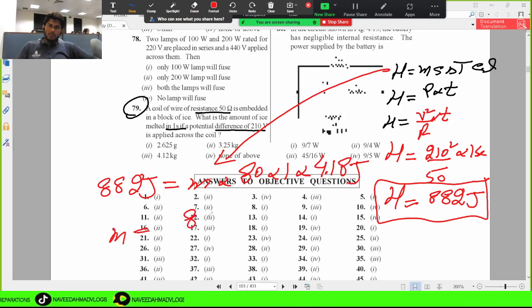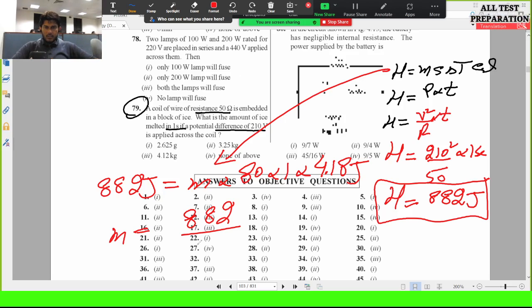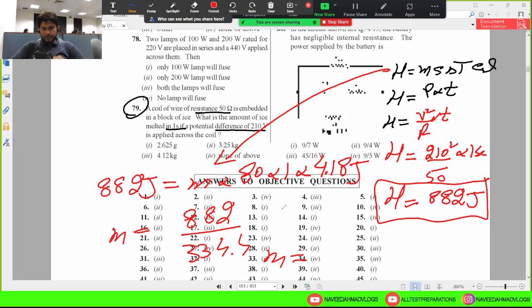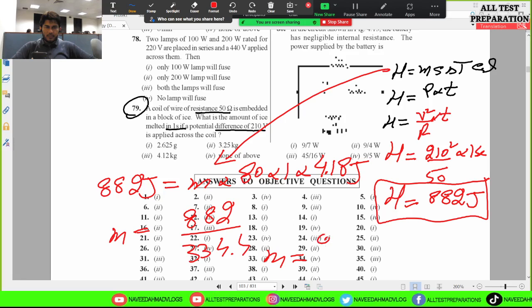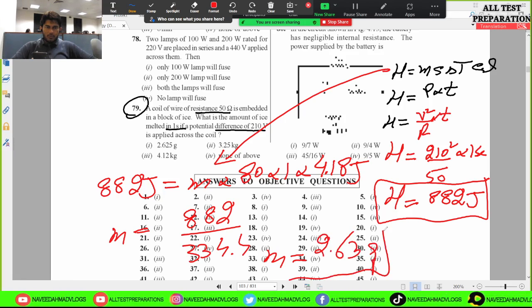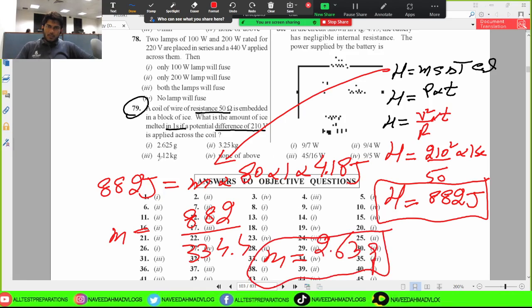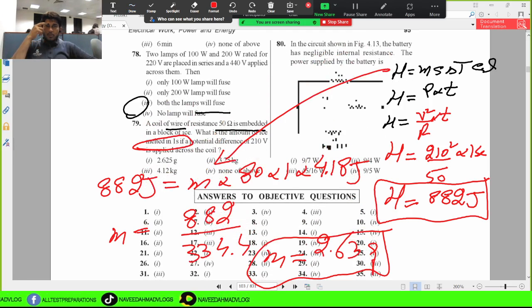So from this you will get mass. Your mass will be 882 divided by 80 multiplied by 4.18. You will get 334.4. So now your mass will be equal to 882 divided by 334.4. You will get 2.63 in gram. So option A will be the correct answer.